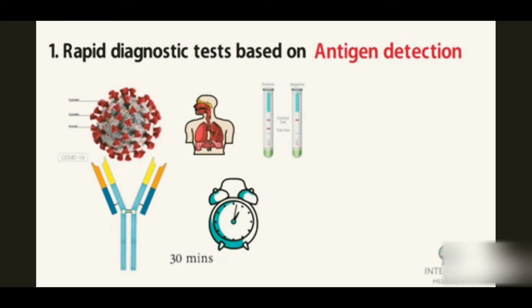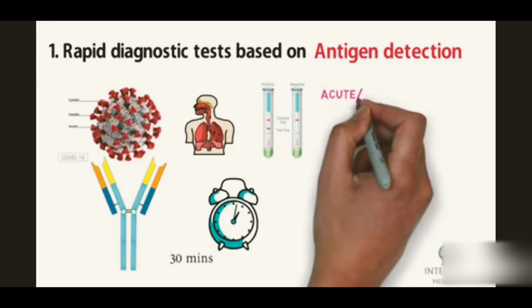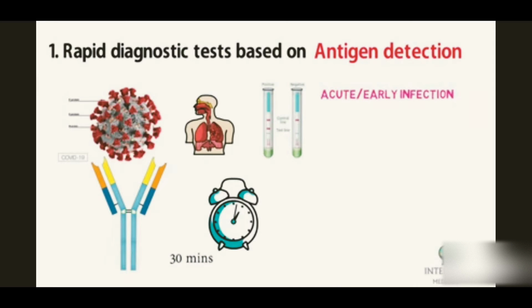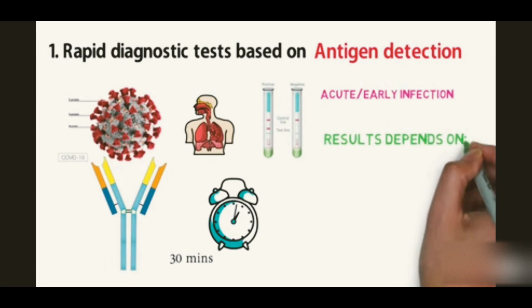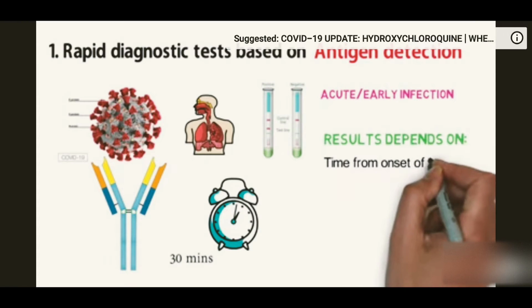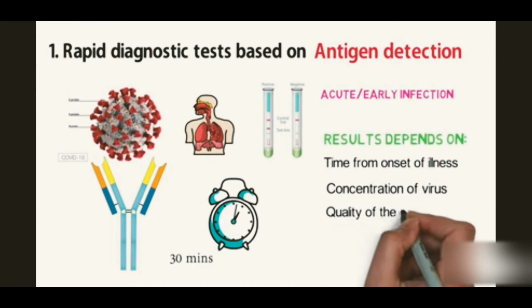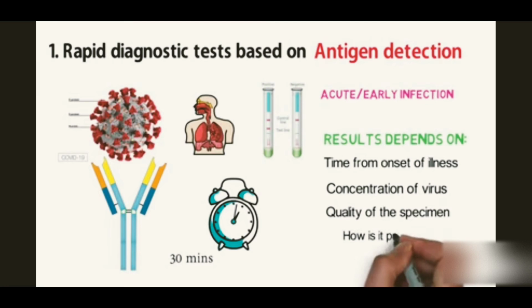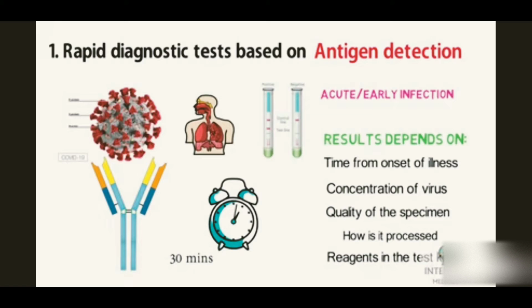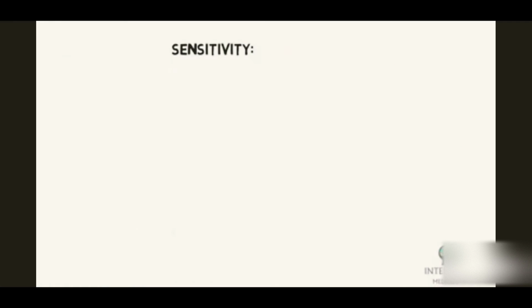The antigens detected are expressed only when the virus is actively replicating. Therefore, such tests are best used to identify acute or early infection. Results of these tests depend on several factors, including the time from onset of illness, concentration of virus in the specimen, the quality of specimen collected from a person, and how it is processed, and the precise formulation of reagents in the test kits. The sensitivity of these tests might be expected to vary from 34% to 80%.